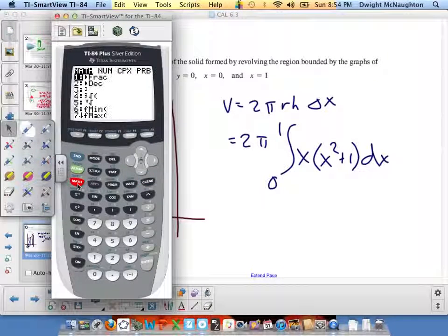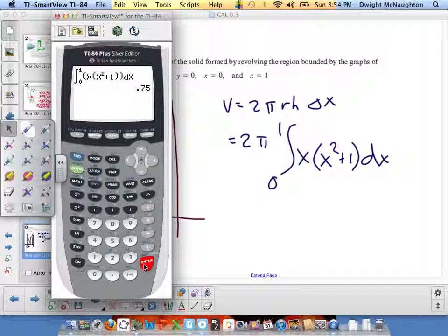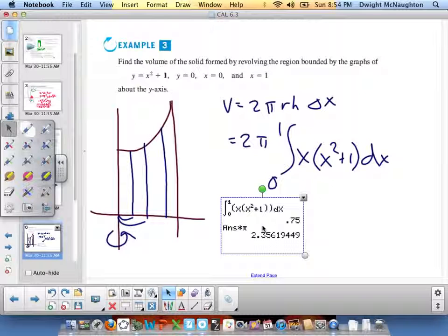So math 9 from 0 to 1 of x times x squared plus 1 with respect to x. Again, 0.75 pi, which is 3 pi over 4, or if you prefer, 2.356.